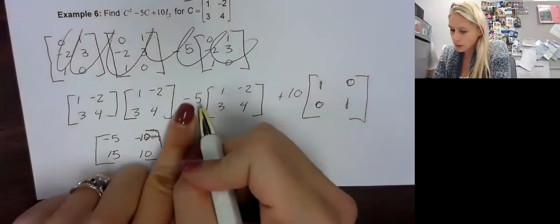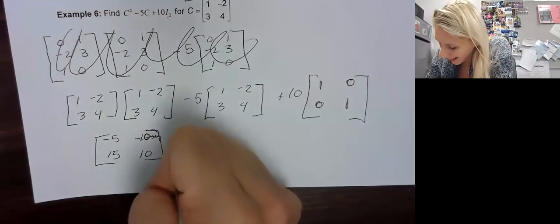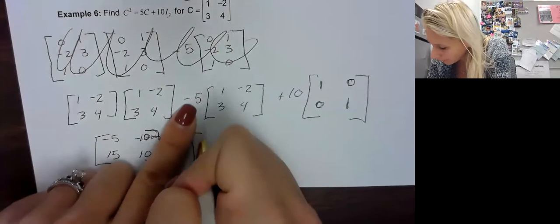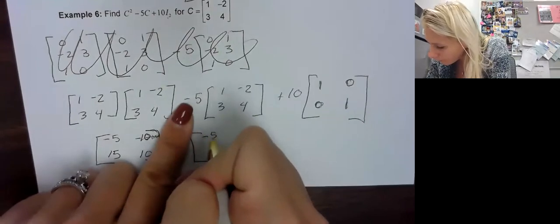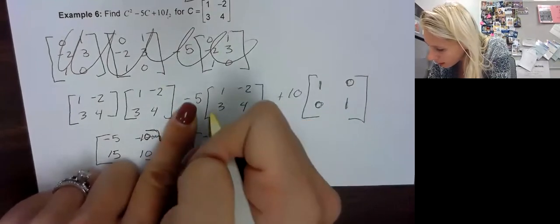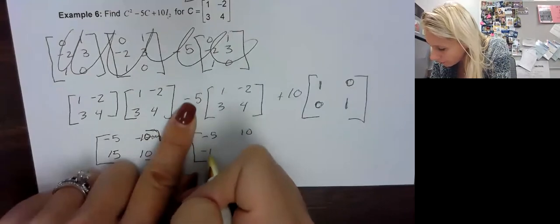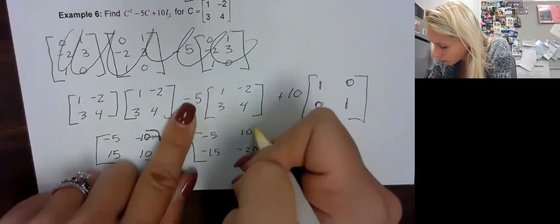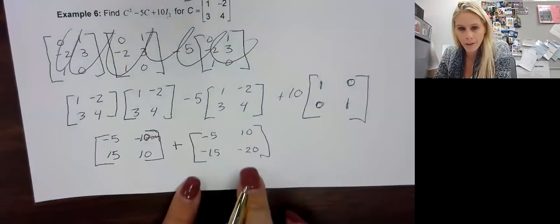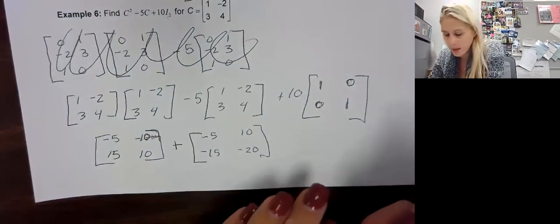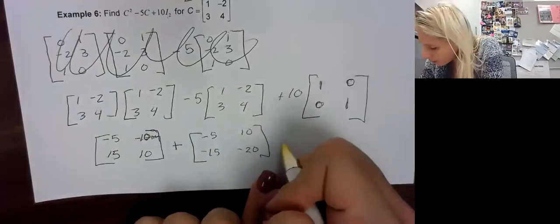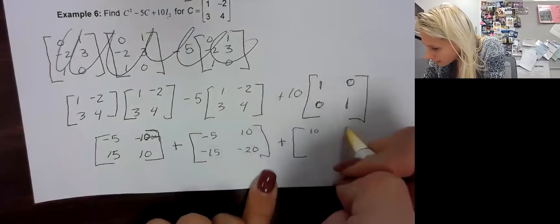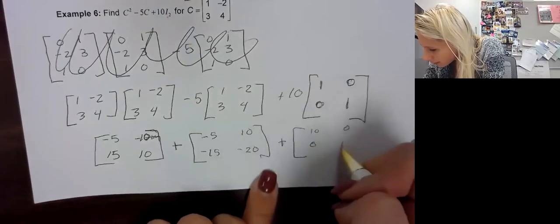All right, let's do our scalar multiplication. I'm going to add though. Okay, so I'm going to multiply by negative 5 here. So negative 5, positive 10, negative 15, and negative 20. So I multiplied each element by negative 5, so it's easier to put together. And now I'm going to multiply these by 10. So this is 10, 0, 0, 10.